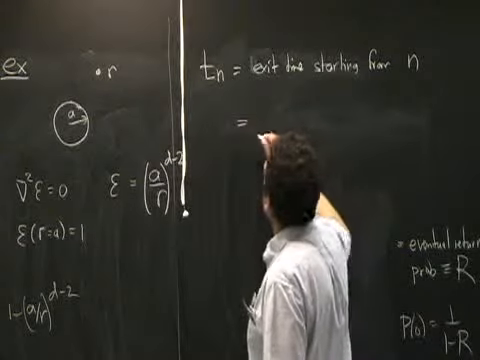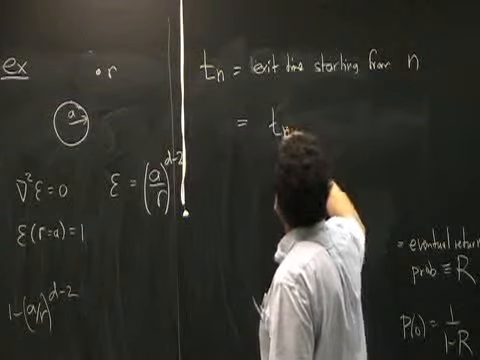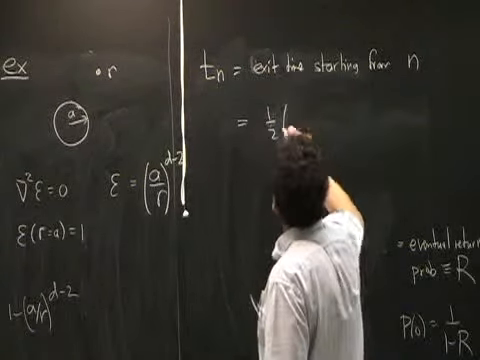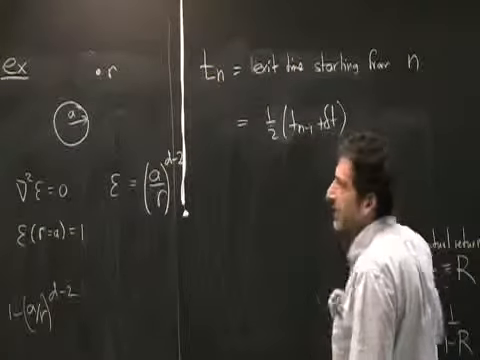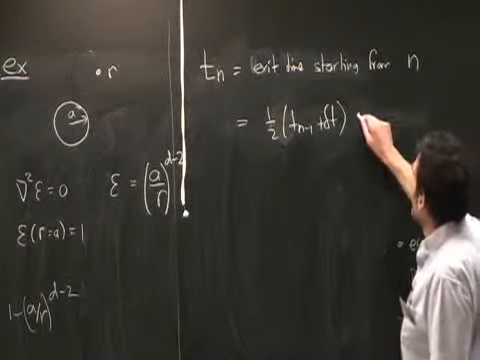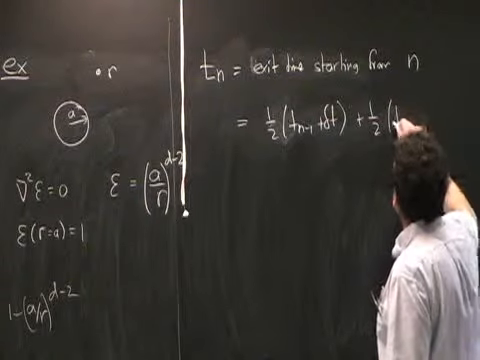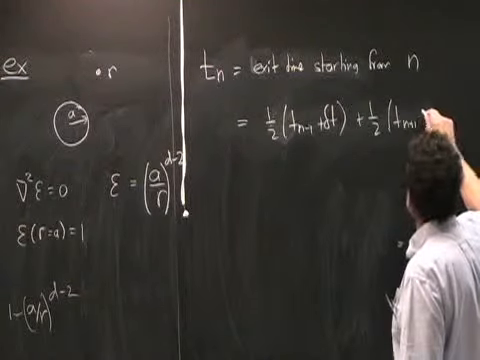So I argue that the recursion formula is Tn: 1/2 of the time, I step, say, to the left, and I wasted a time delta t in doing that. So delta t is my time unit. And 1/2 of the time, I step to the right, plus delta t.